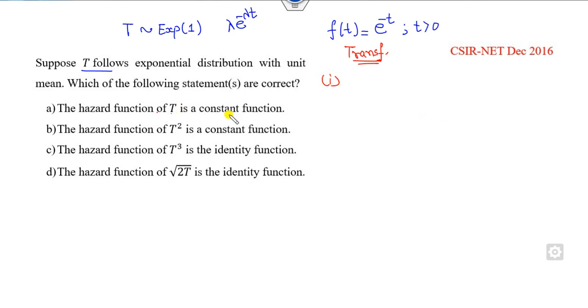The hazard function of the t is a constant. What is that? Can you find the hazard function of this? It is 1. Why? Because if you compare this by here, the coefficient is my 1. The first part is the correct option.